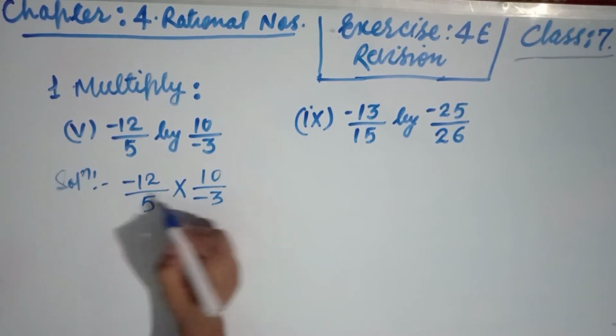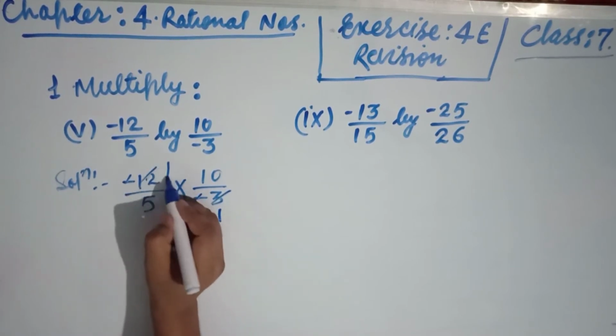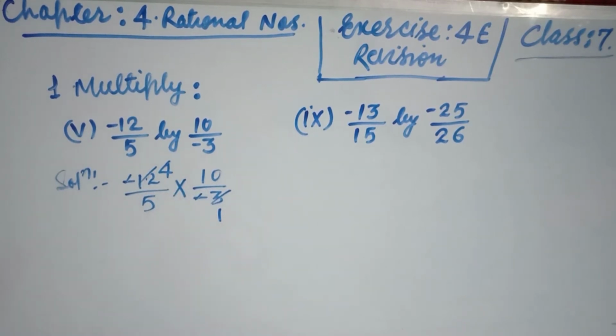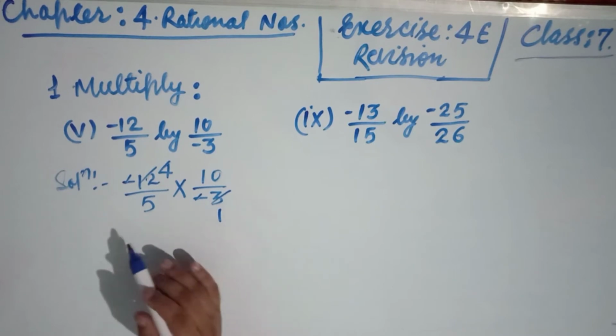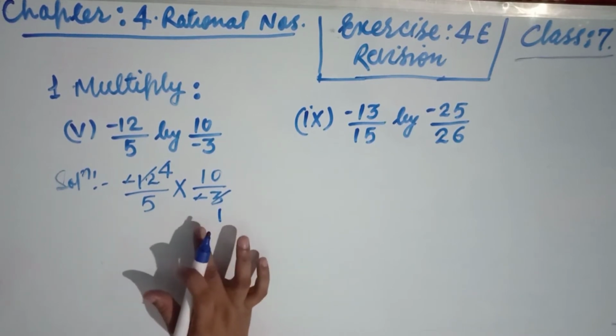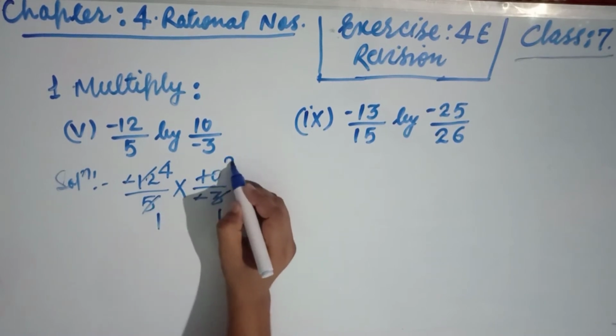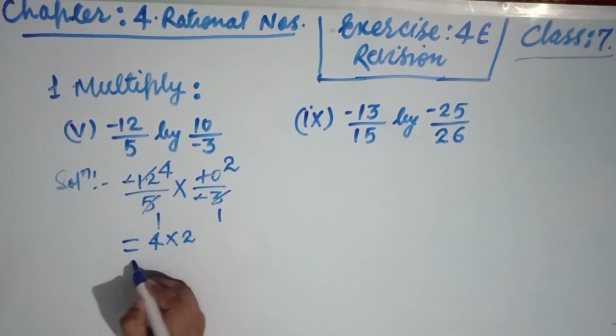So this minus will get cancelled, friends, and 3 1 ja 3 and 3 4 ja 12. Minus 12 and 10 are the numerator terms and these are the denominator terms. Numerator and denominator will get cancelled. So 3 1 ja and 3 4 ja, 5 1 ja and 5 2 ja, friends. So here the answer is 4 multiplied by 2, so the answer is 8, friends.